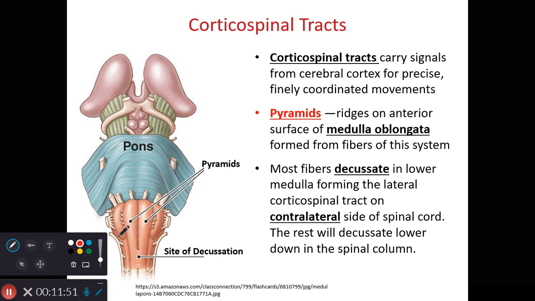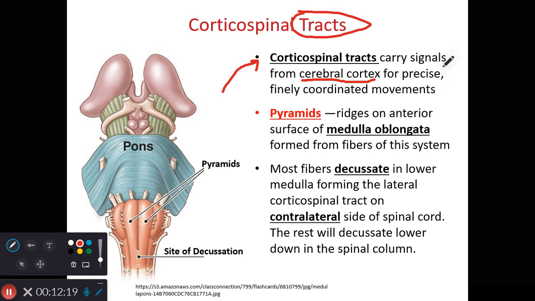As we're looking at the corticospinal tracts, they are just going to be regions that carry signals. And so we have that term again, tract. When we think of a tract, think of a bundle of axons within the central nervous system. Corticospinal tracts are going to carry information from the cerebral cortex, allowing us to have very precise, finely coordinated motor movements.